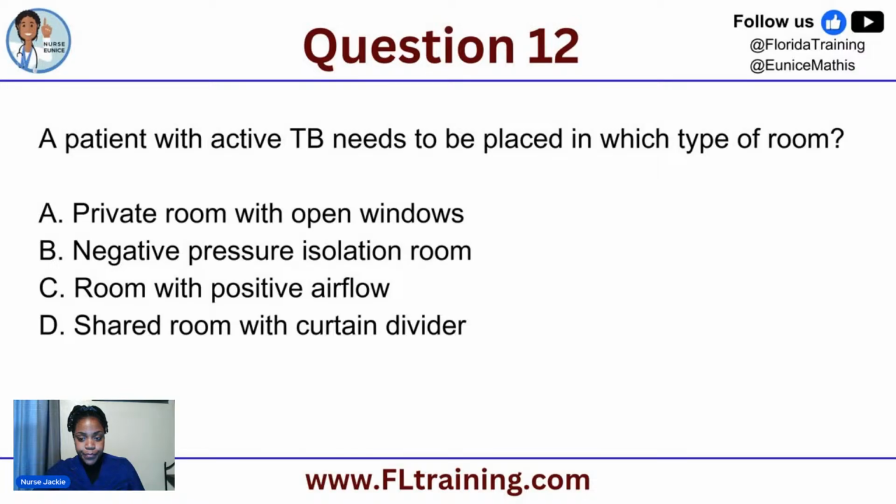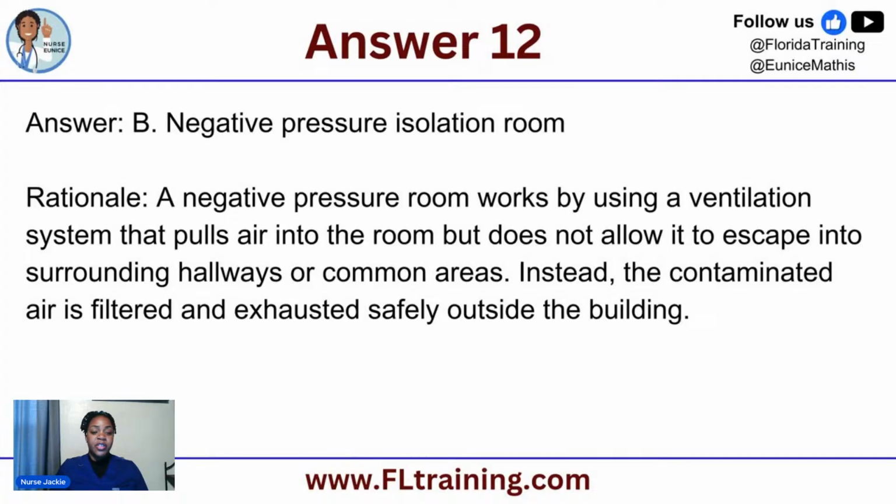All right, here we go in 3, 2, and 1. Correct answer is B. Good job, you guys. Negative pressure isolation room. So a negative pressure room works by using a ventilation system that pulls air into the room but does not allow it to escape into the surrounding areas or common areas. Instead, the contaminated air is filtered and exhausted safely outside the building. So if you have a patient with tuberculosis, main thing, negative pressure isolation room.